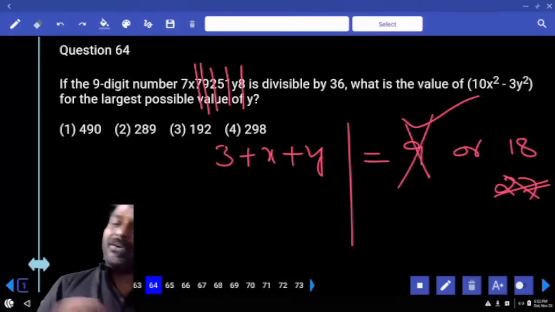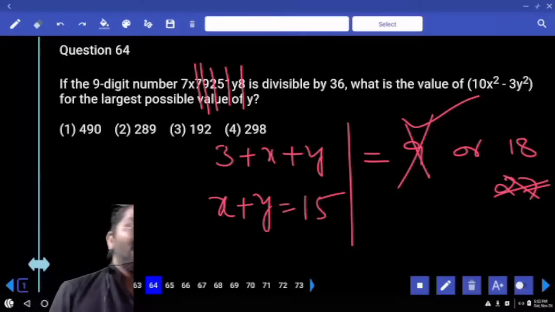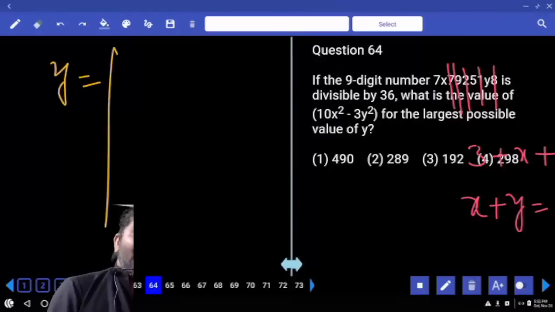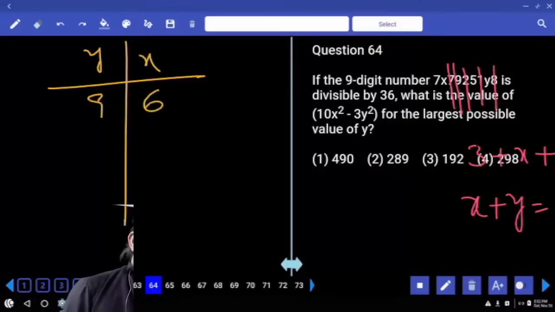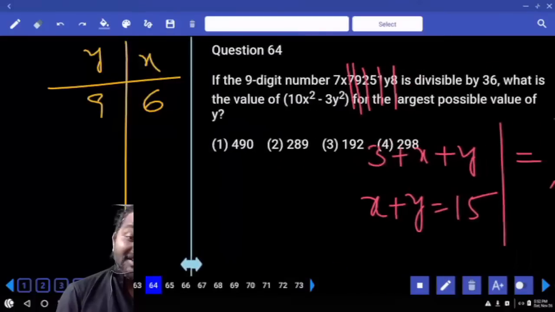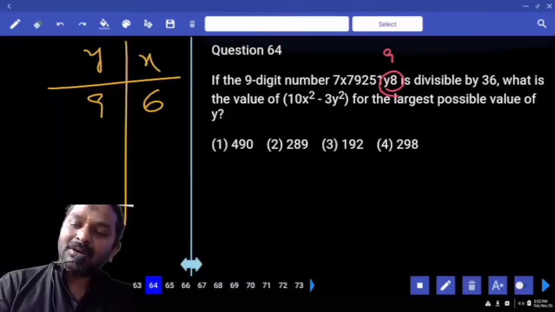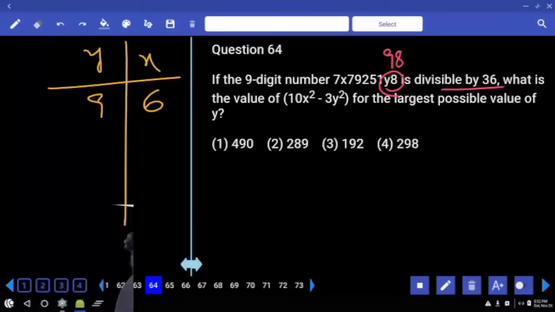Now if you consider 18, then x plus y becomes 15. Largest possible value for y and x. If you write like this, the sum must be 15, right? 9 and 6, correct? Let's see if it is true or not. If you write y is equal to 9 and then 8, if the number is divisible by 36, it should be divisible by 9 as well as 4.